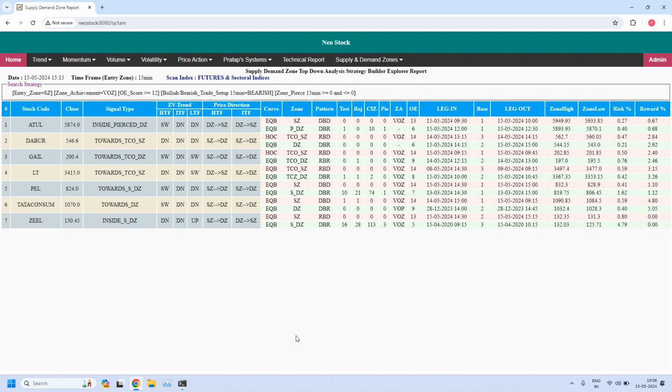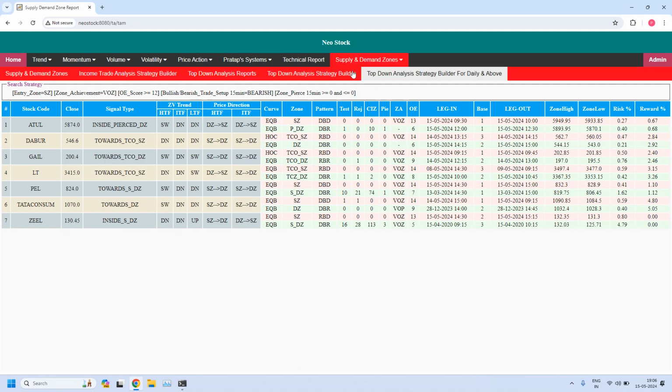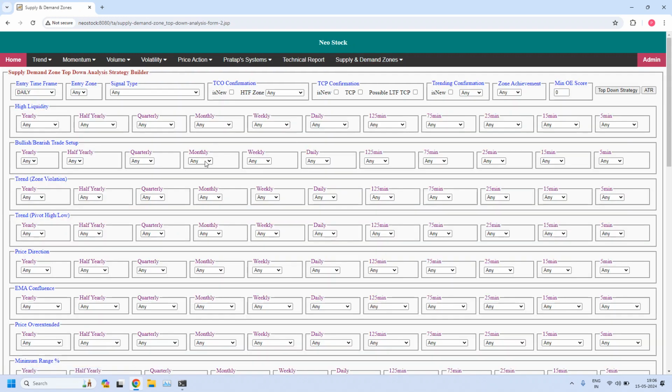Okay, now let me generate bullish and bearish trade setups for hourly income trade. For hourly income trade, the entry time frame is 5 minutes. For the bullish trade setup for hourly income trade, the entry zone should be demand zone. And also in the bullish or bearish trade setup, this time the entry time frame is changed to 5 minutes. So in the 5 minutes time frame, I am selecting the value as bullish.